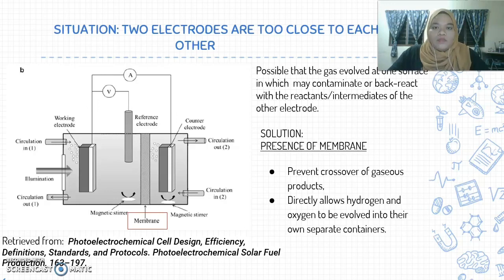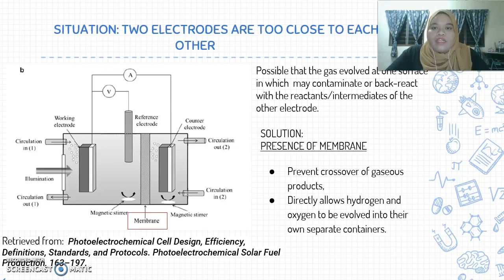So to avoid this problem from happening, we introduce the cell with a membrane that will be placed between the working electrode and the counter electrode. So what is the function of this membrane? This membrane, as I said before, will prevent the crossover of the gas products, so it will avoid the hydrogen gas and the oxygen gas mixing together, and secondly, it will directly allow hydrogen and oxygen to be evolved in their own separate containers.